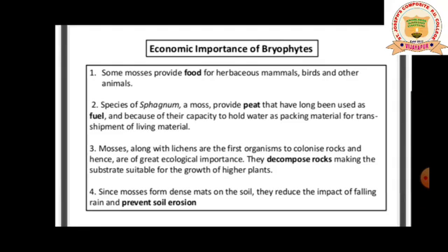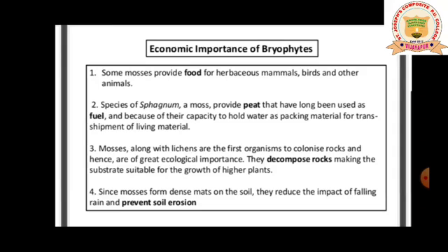Now coming to the next economic importance, species of Sphagnum moss provide peat that has long been used as fuel. The name of the bryophyte is Sphagnum, which falls under the mosses. It provides peat. Peat is nothing but a naturally found fuel, derived from a bryophyte called Sphagnum. And because of their capacity to hold water, they are used as packing material for transshipment of living material.